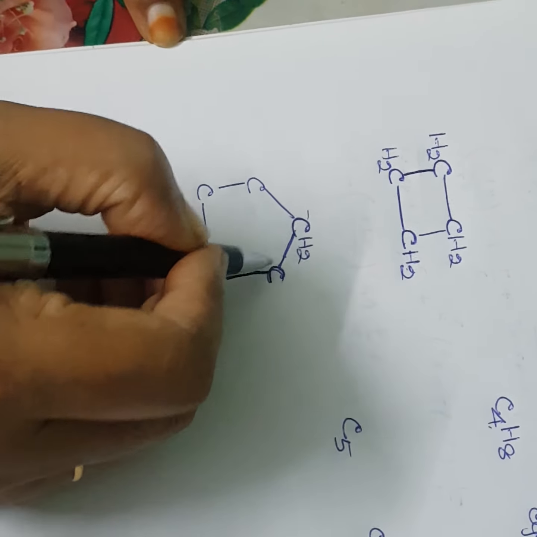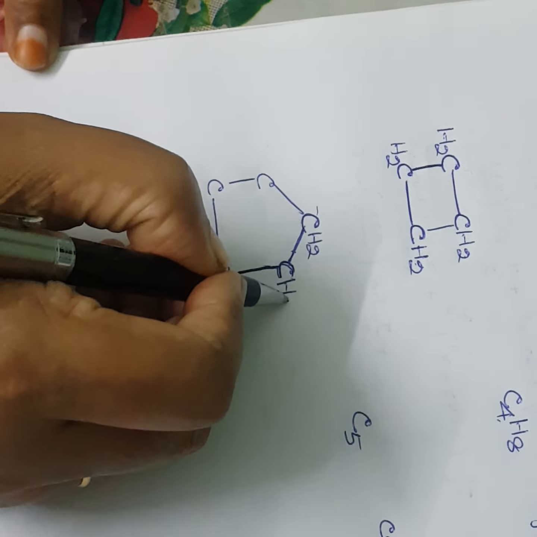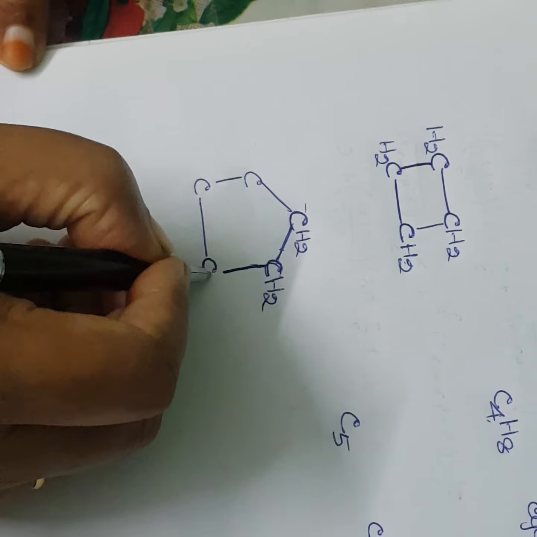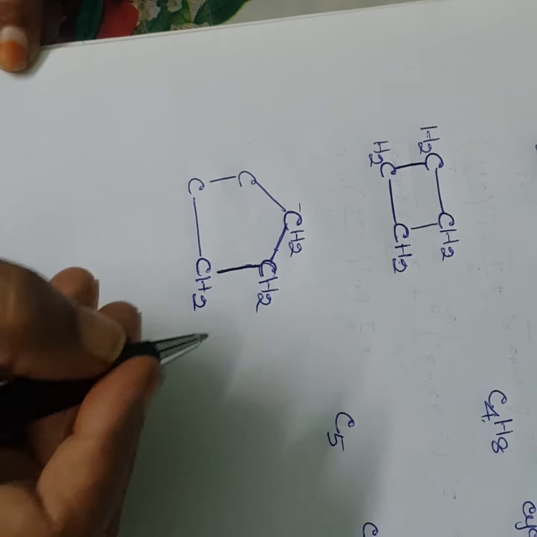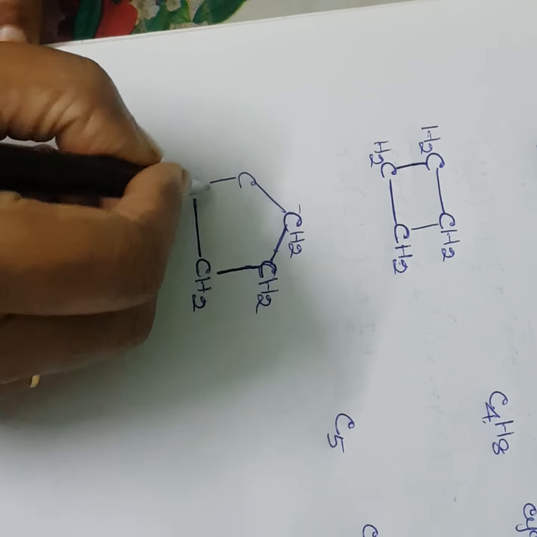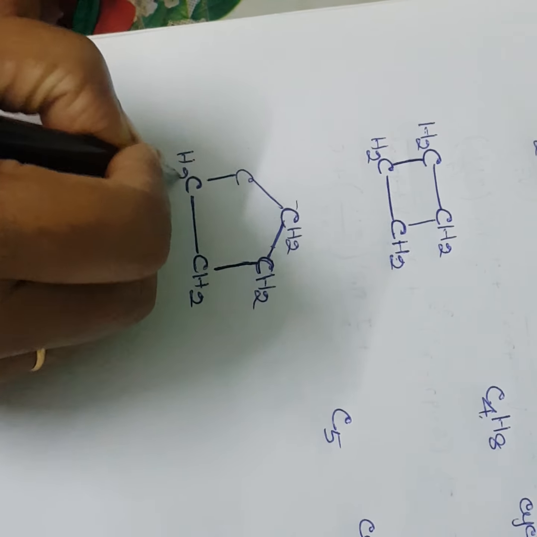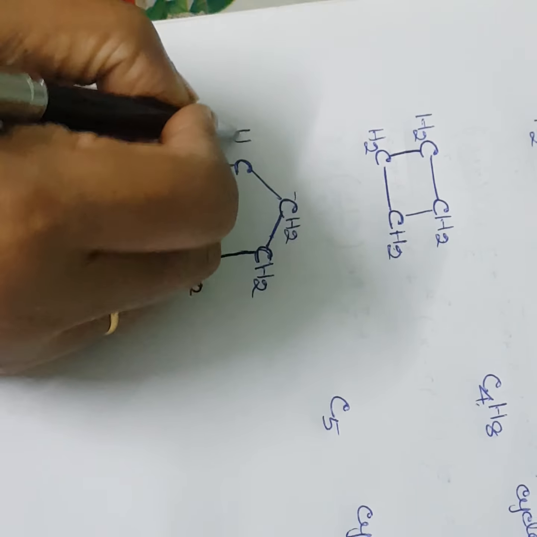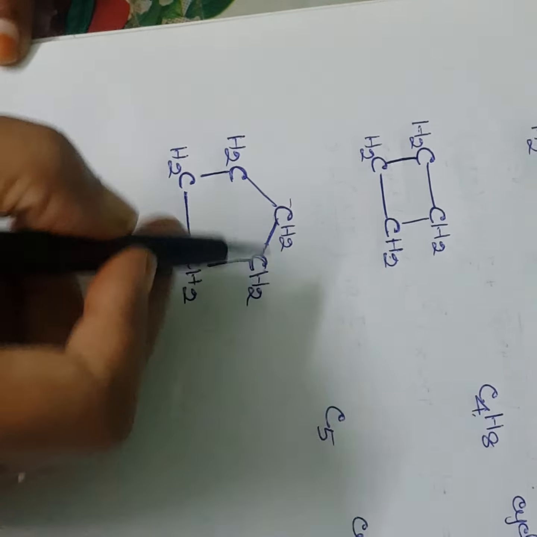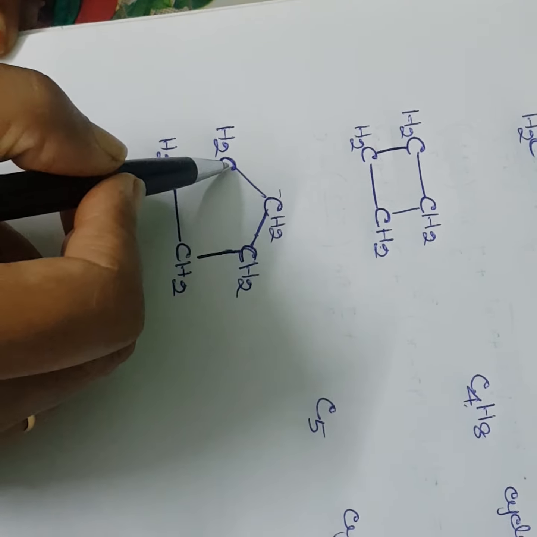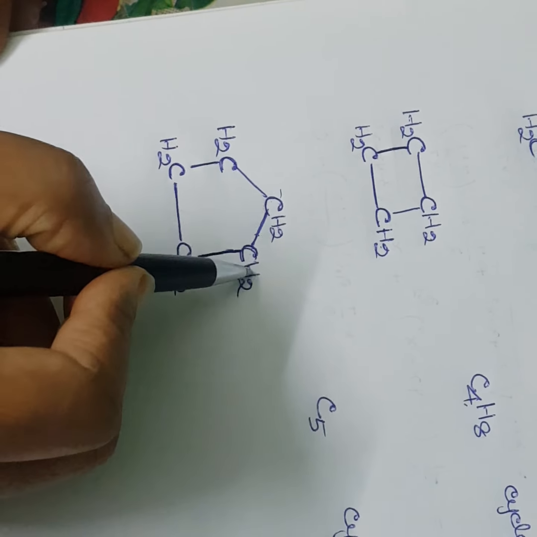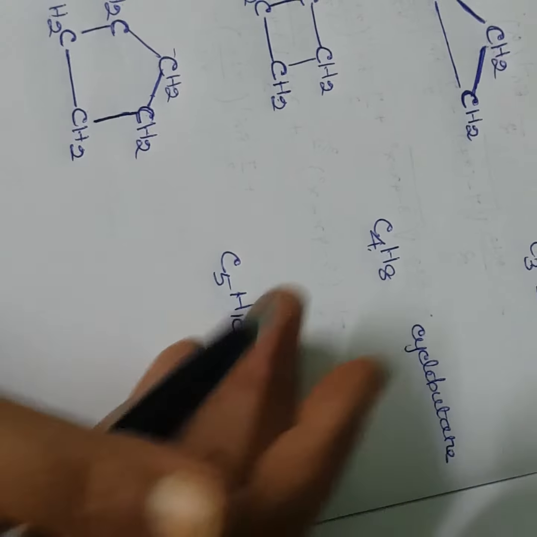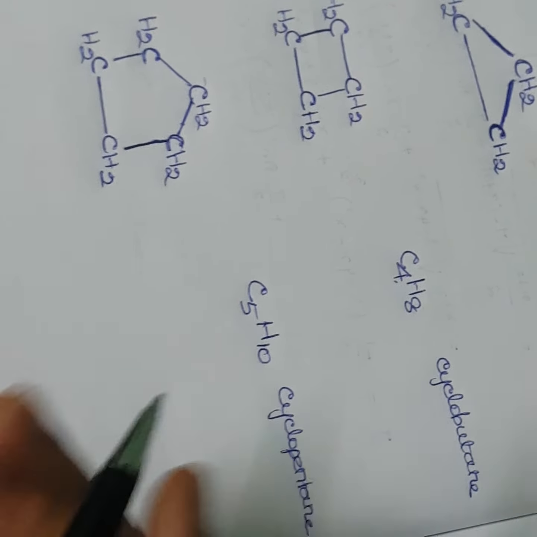Now this carbon is already satisfied with 2 bonds. So the remaining 2 will be with 2 hydrogen. This carbon is already having 2 bonds. So the remaining 2 will be with 2 hydrogen. This carbon has got already 2 bonds. The remaining 2 will be with 2 hydrogen. This carbon is already linked with 2 carbon. So the remaining 2 will be with hydrogen. So totally we have here 5 carbon atoms and the hydrogen atoms will be 2, 4, 6, 8, 10. C5H10. This is cyclopentane. So this homologue continues and goes on like this.